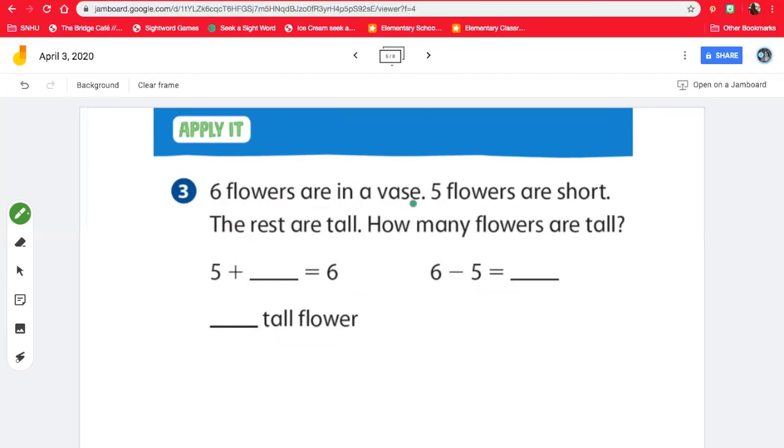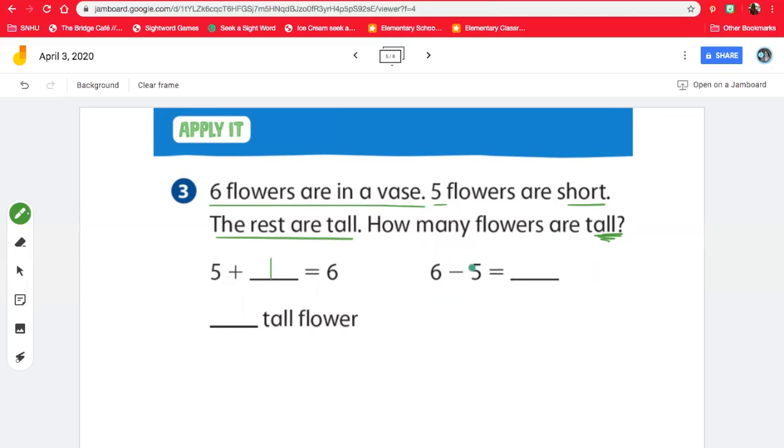6 flowers are in a vase. 5 flowers are short. The rest are tall. So we know there's 6 flowers in the vase, and 5 of them are short. The rest are tall. How many flowers are tall? So they want to know how many are tall. Well, if we have 5 in our head and count on, so 5, 6. If you use your fingers like me, I only put up 1 finger, so 5 plus 1 is 6.